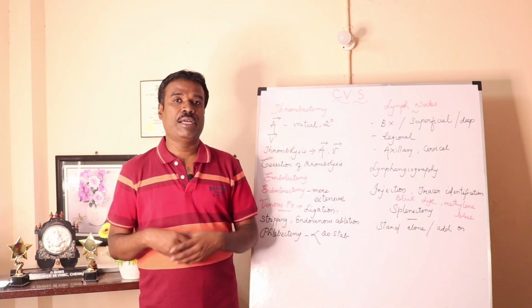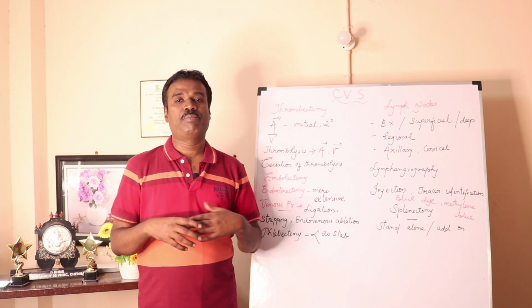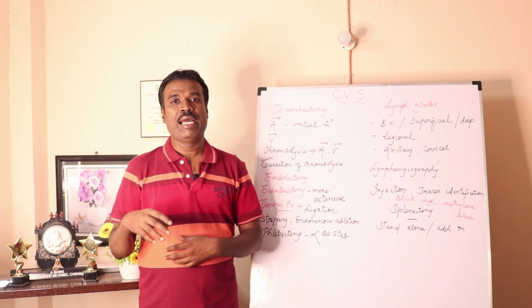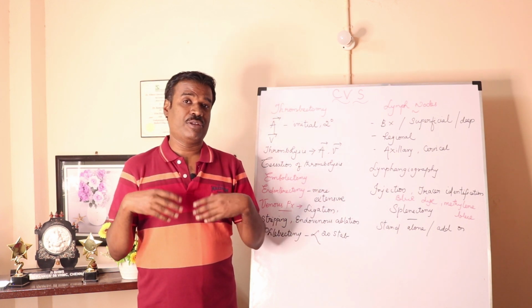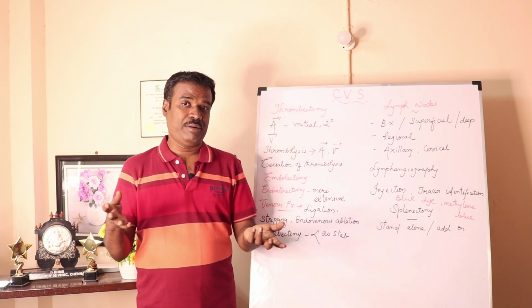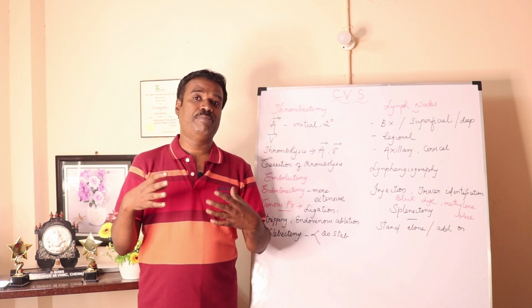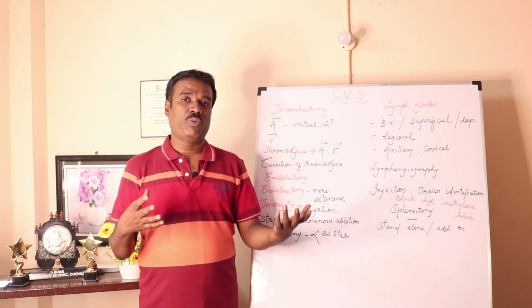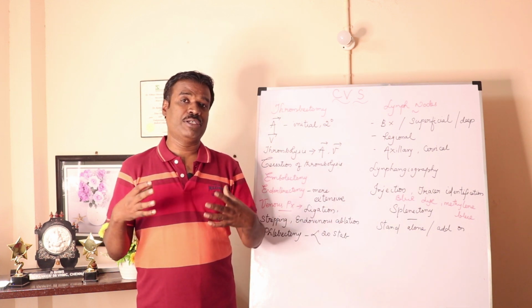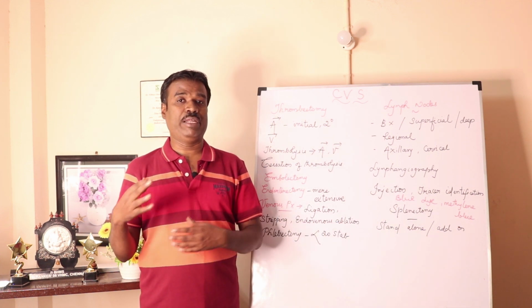The last portion is splenectomy. The spleen is a lymphoid organ, right? It is a storehouse, and of course it is a graveyard of all the red blood cells, where the red blood cells perish in the spleen. So when the patient comes in with a major splenic injury, they might do a splenectomy.